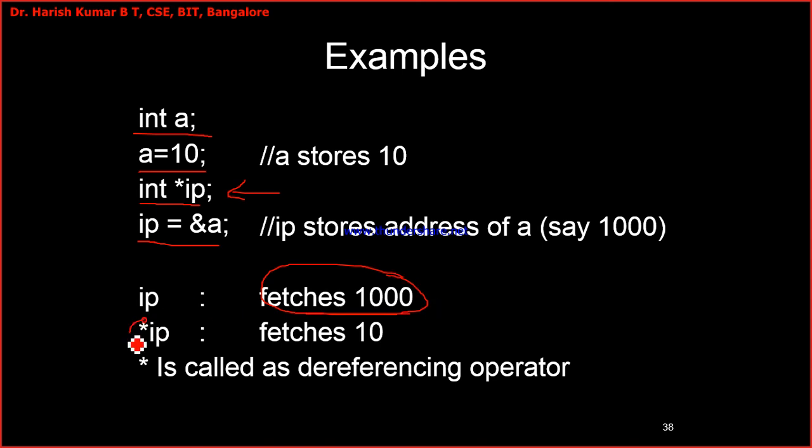If you write star IP, it gives the value at that address. Only the name of the pointer will give you the address. If you use the name of the pointer with the dereferencing operator star, it will give you the value. Hence the star operator which we have written here is called the dereferencing operator. You can always get the value from the pointer by using the dereferencing operator. Is it clear?